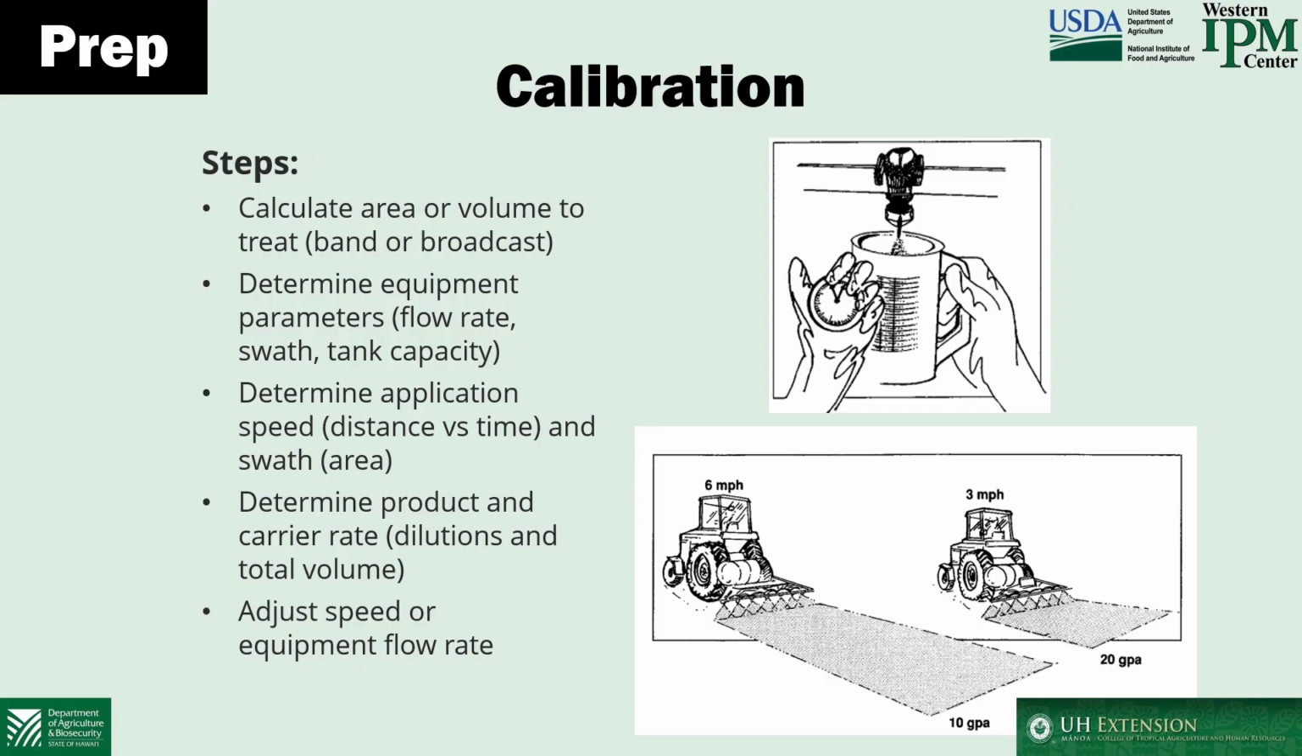So the example here is 3 miles an hour giving us 20 gallons per acre. But if you go 6 miles an hour, you're only getting 10 gallons an acre, right? So it's not just the output from the boom, it's also your speed of application. Okay. So you know more now, right? You know about your equipment, you know about how you're going to apply with your speed.